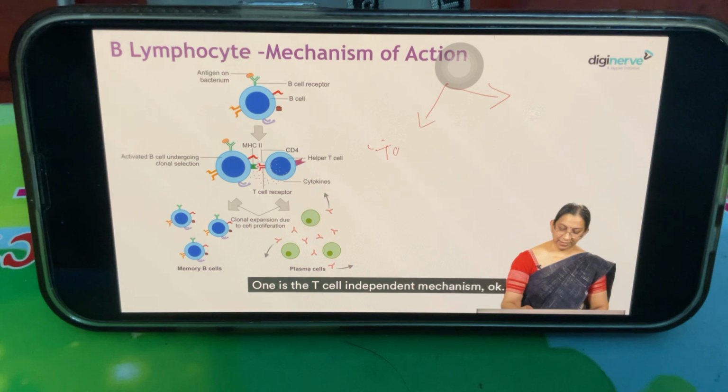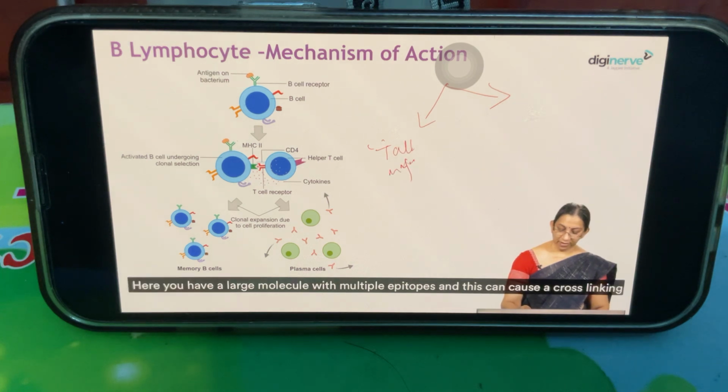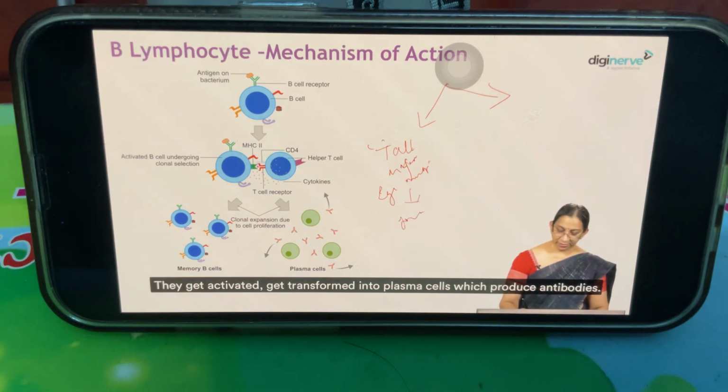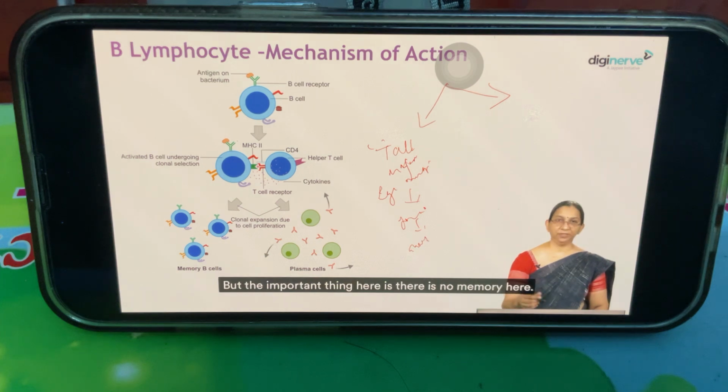One is the T cell independent mechanism. Here you have a large molecule with multiple epitopes, and this can cause a cross-linking of the receptors on the B cells. They get activated, get transformed into plasma cells, which produce antibodies. But the important thing here is there is no memory here.